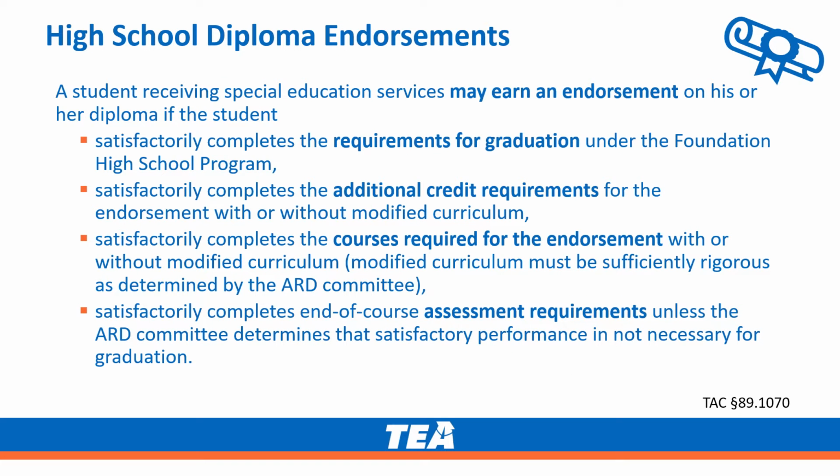A student receiving special education services may earn an endorsement on his or her diploma if the student satisfactorily completes requirements for graduation under the Foundation High School program, satisfactorily completes the additional credit requirements for the endorsement with or without modified curriculum, satisfactorily completes the course requirements for the endorsement with or without modified curriculum. Modified curriculum must be sufficiently rigorous as determined by the ARD committee. Satisfactorily completes end-of-course assessment requirements unless the ARD committee determines that satisfactory performance is not necessary for graduation.